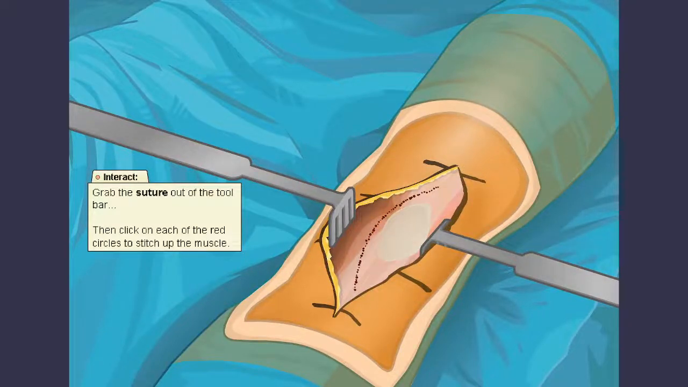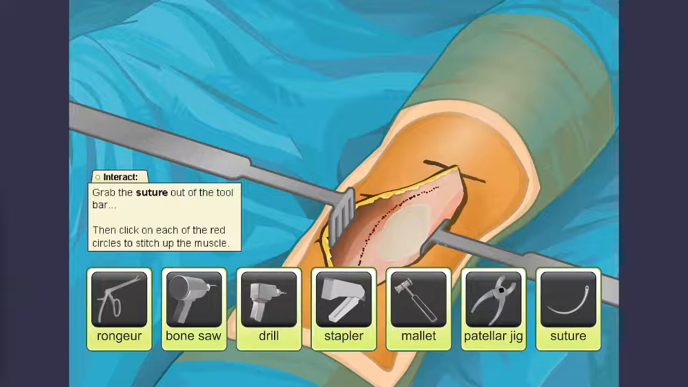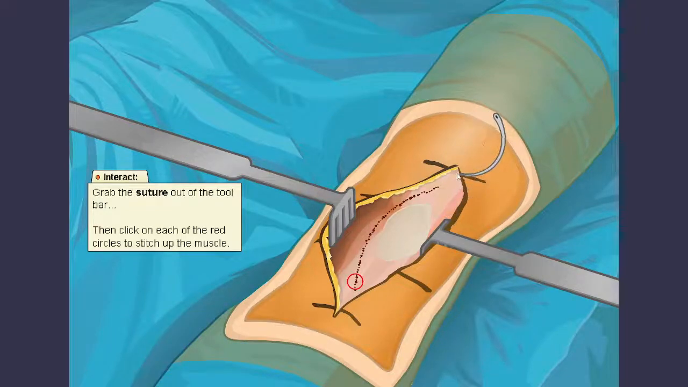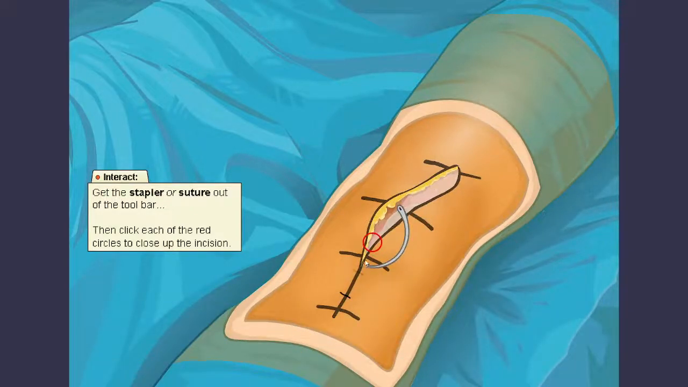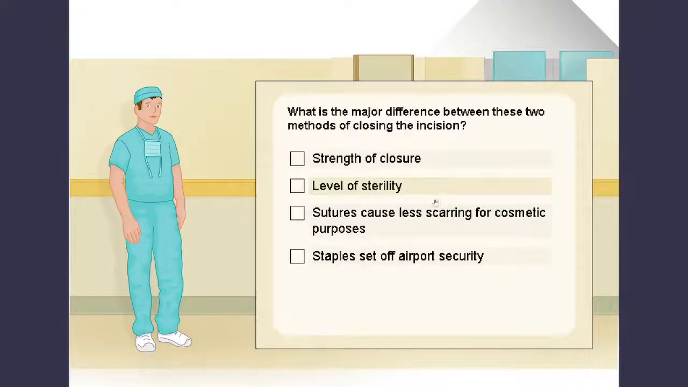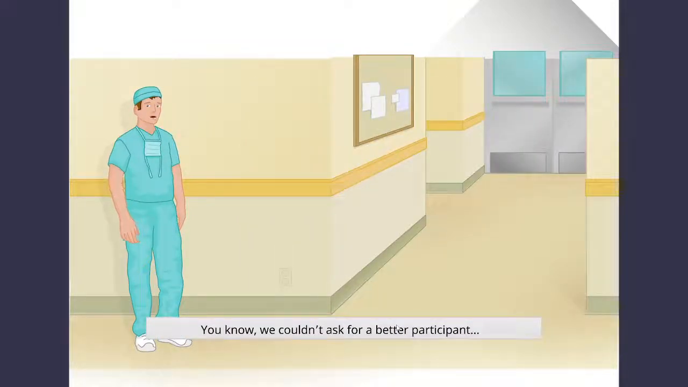Let's close up the incision. First, suture the deep tissue and fat layers back together. For closing the surface incision, you have a choice between the stapler and the suture. What is the primary difference between these two methods of closing the incision? No. Excellent. You know, we couldn't ask for a better participant.